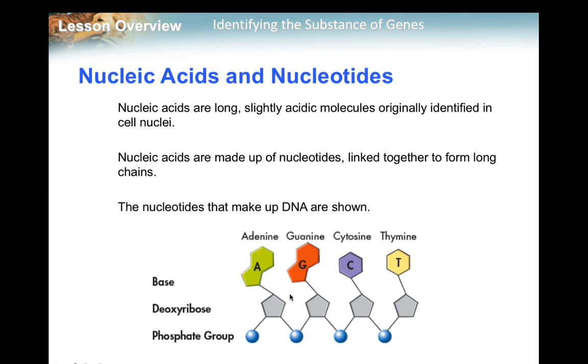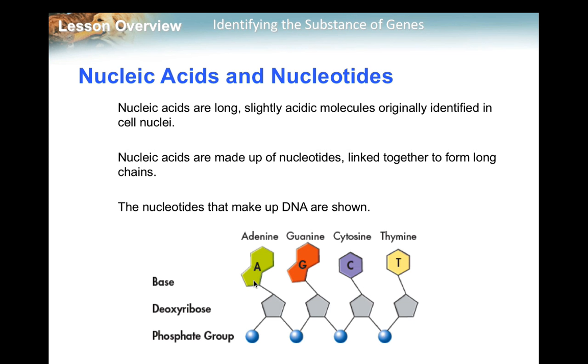Nucleotides look like this. You have 4 of them here. You have adenine, guanine, cytosine, and thymine. So the nitrogenous bases, or nucleotides, are the A, G, C, T: adenine, guanine, cytosine, and thymine.